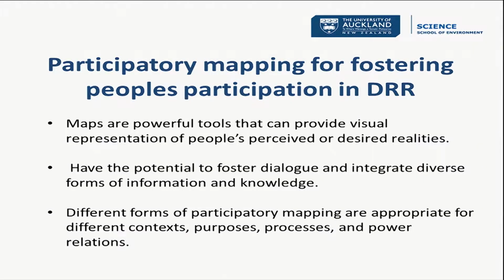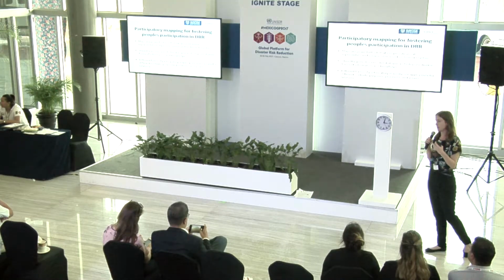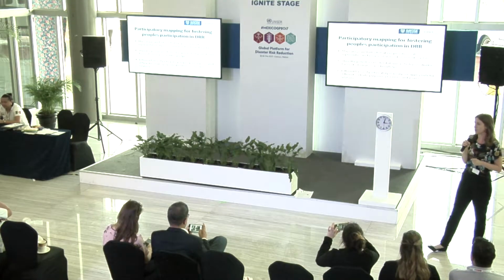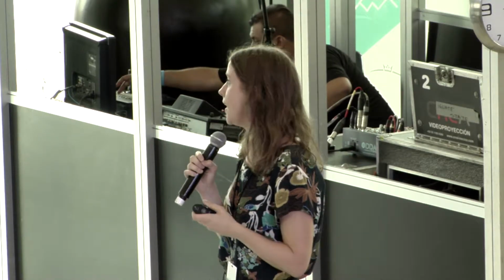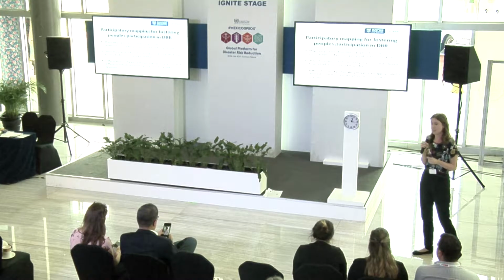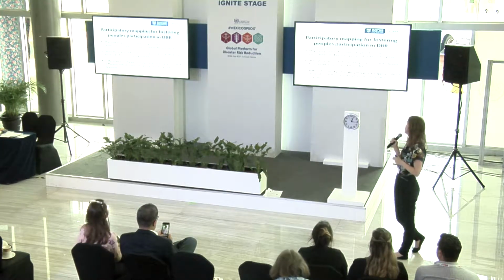So since the 90s, there's been a flurry and rapid expansion of quite creative methodologies to involve people, both in disaster risk reduction and participation as a whole. And of those, participatory mapping is probably one of the more commonly used. By participatory mapping, I mean any participatory methodology that elicits and records in some way spatial data. Maps are powerful tools that can provide visual representations of both people's perceived realities and also their desired realities. They have the potential to foster dialogue between different stakeholders and to integrate different forms of knowledge.